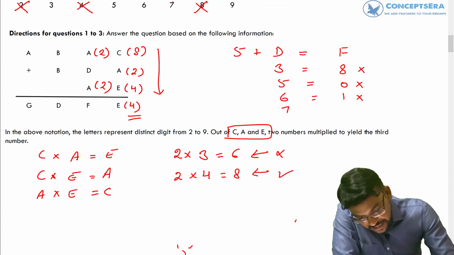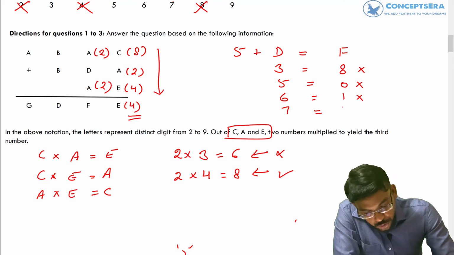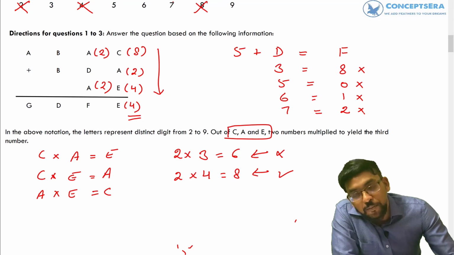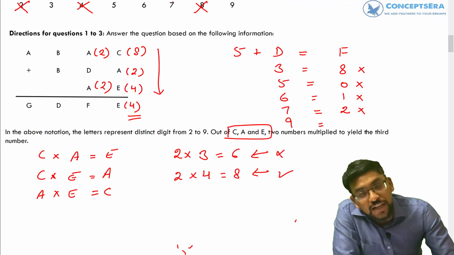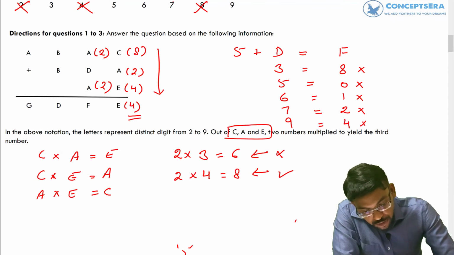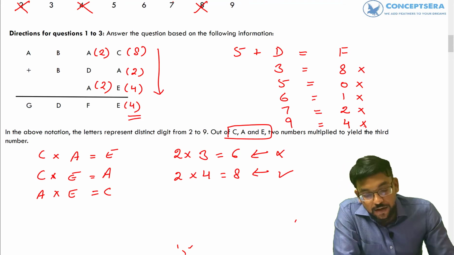If we take D is equal to 7, in that case 5 plus 7 is 12, unit place is 2, which is not possible because 2 is represented by A. And finally, if we take 9 here, 5 plus 9 is 14, so unit place is 4, which is also not possible because 4 is represented by E here. The meaning of this, our assumption is wrong.